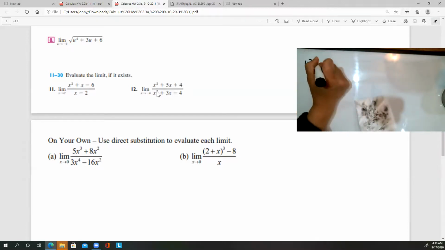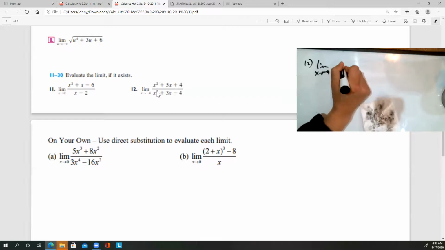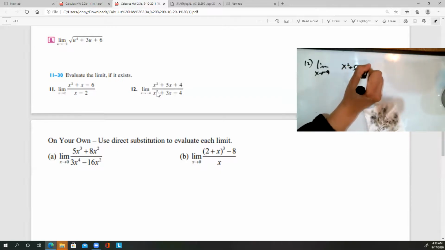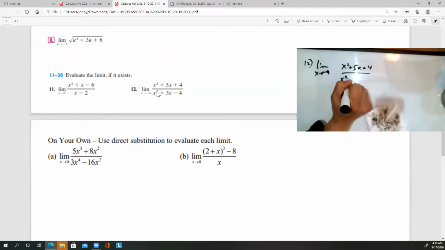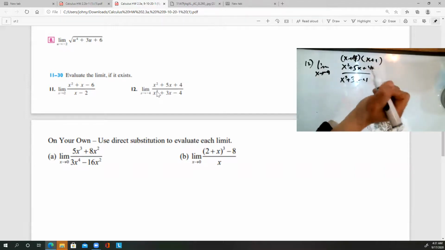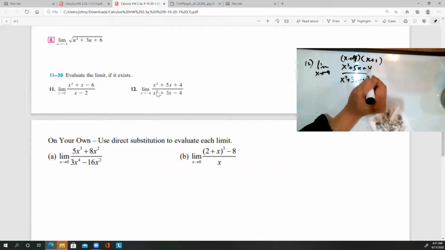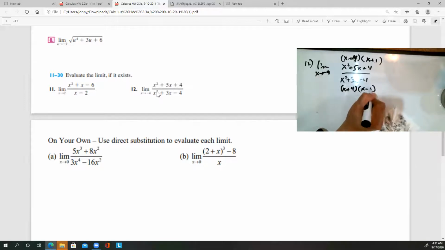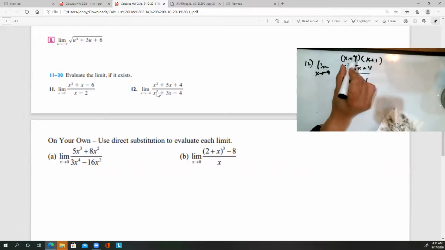Number 12. What's the limit as x approaches -4 of x squared plus 5x plus 4 over x squared plus 3x minus 4? The factors in the numerator are going to be x plus 4, x plus 1. I know that it has to multiply to 4, and these have to add up to 5. As well, there's going to be x plus 4, x minus 1. It has to multiply to -4 and add up to positive 3. Oh, the x plus 4 cancels out.